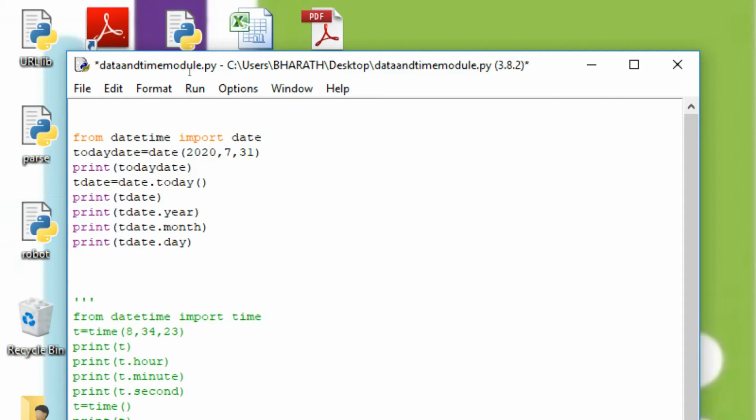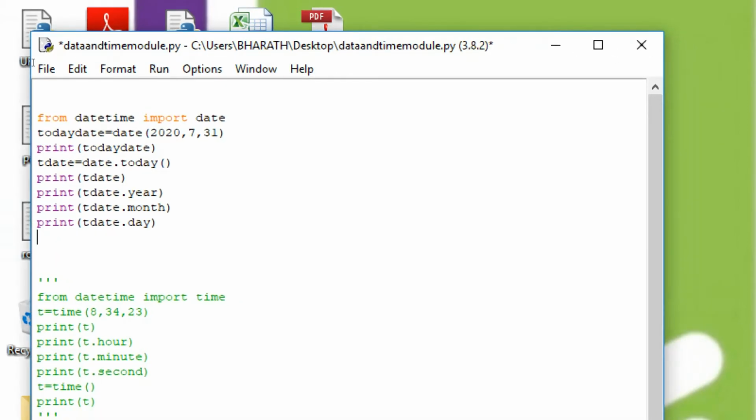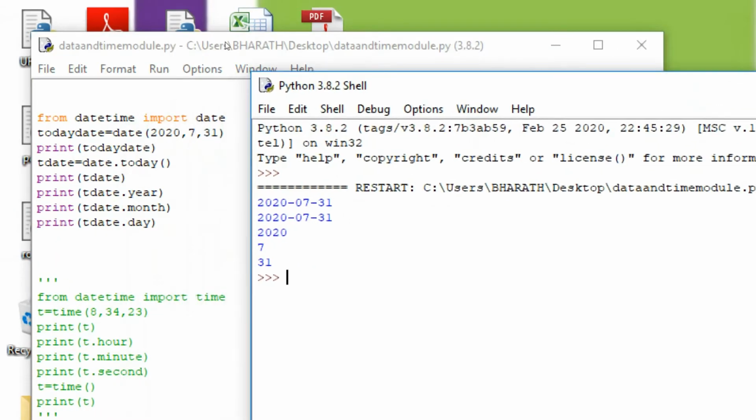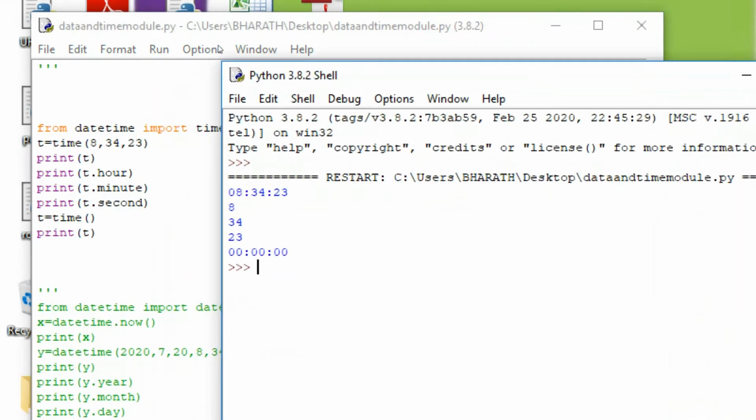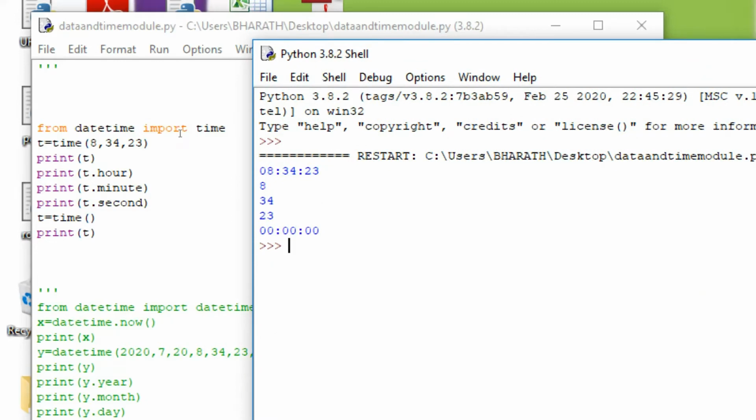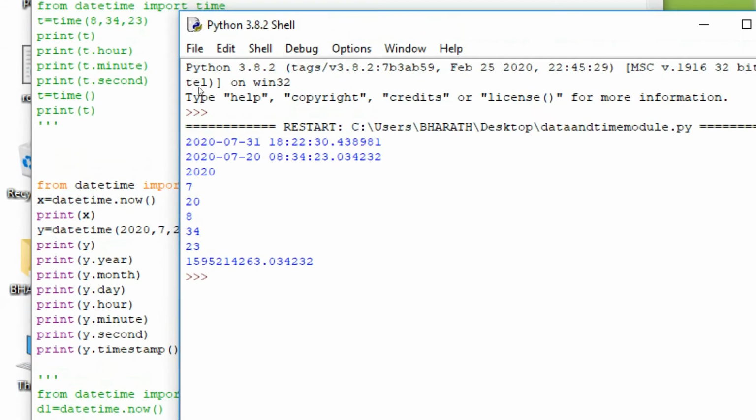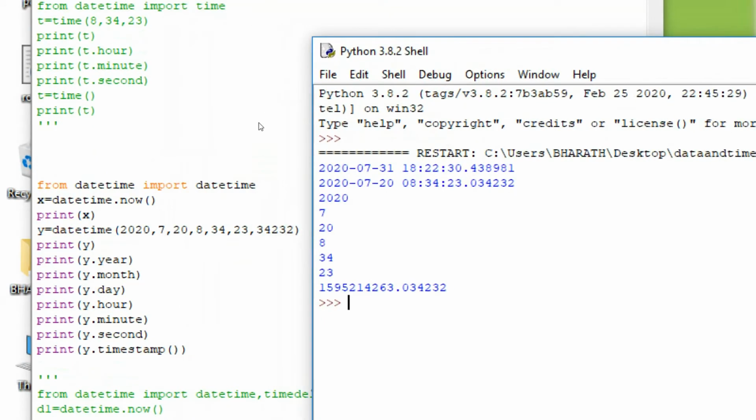Now we see the execution. So for date, this is the output. This is the output regarding time: 8:34:23. T.hour 8, t.minute 34, t.second 23. This is the output regarding datetime: y.year means 2020, month 7, day 31, hour 8, 34, 23, and the timestamp.